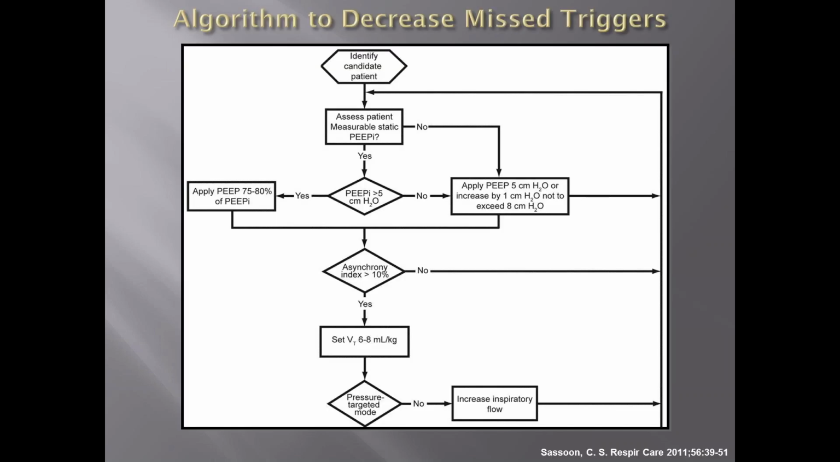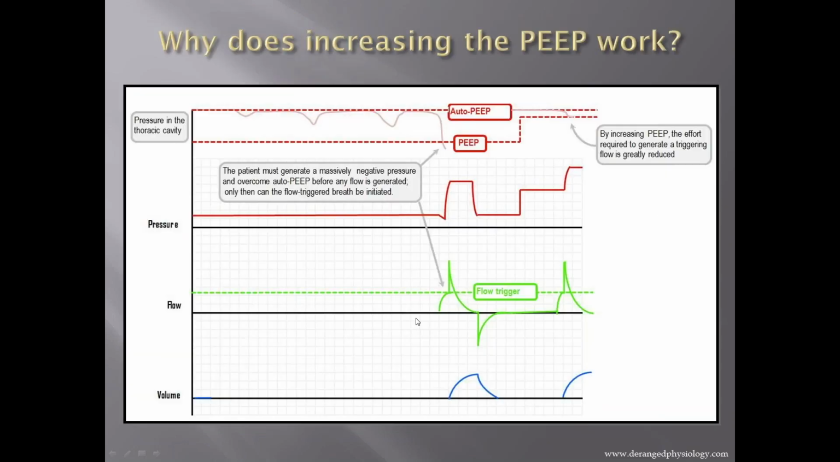So this is a very complicated algorithm for how to decrease missed triggers, but the main thing is that what they recommend is that you go up by an increment of about 1 centimeter of water from PEEP to 5 until you find that the patient's no longer missing triggers. So why is this? Okay, so the patient is breathing all the way up here, right?